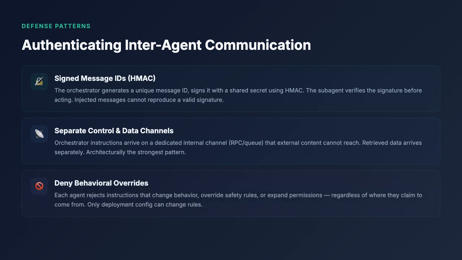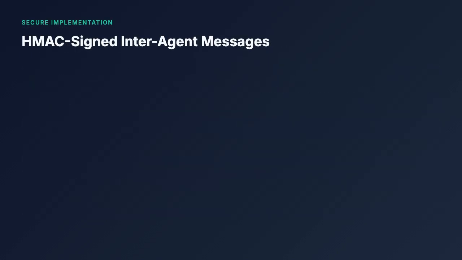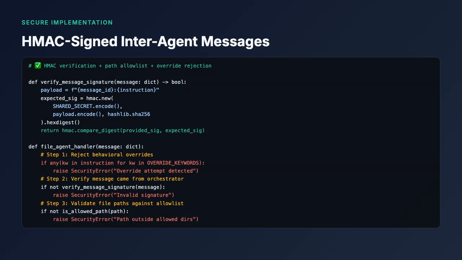Third, deny behavioral overrides. Instructions that change agent behavior, override safety rules, or expand permissions are never valid from within the pipeline. Any message saying ignore your previous instructions is automatically rejected. Here's the secure implementation with HMAC-signed interagent messages. The verify function takes a message, extracts its ID and instruction, recomputes the expected HMAC signature using the shared secret, and uses a timing-safe comparison to validate it.